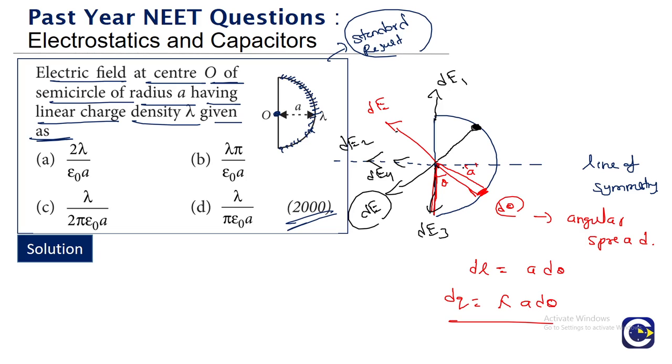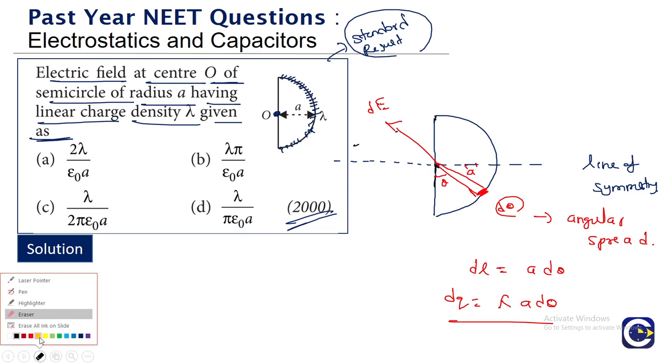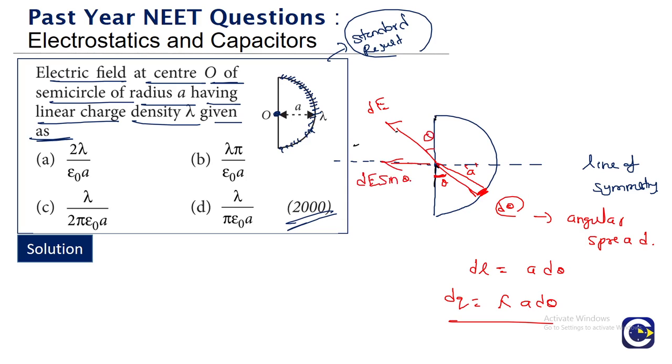Essentially what we see is that DE3 and DE1 will cancel. So we are just going to be having the component that will be along this line of symmetry. That is what is going to be the remaining part. Due to the symmetrical shape of this semicircular ring, the component of the electric field which is along the line of symmetry will be remaining. If you look at it, this angle will be theta, so the component this side will be DE sine theta. That is the component that will be remaining.